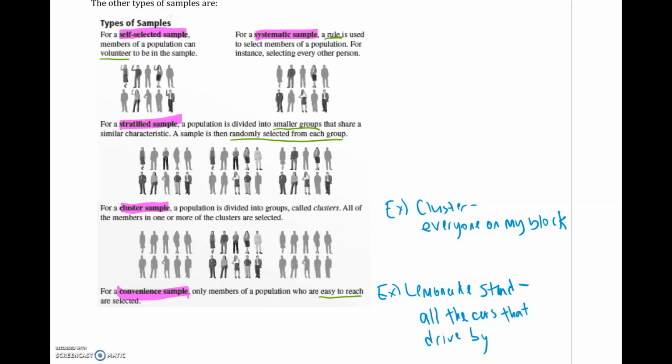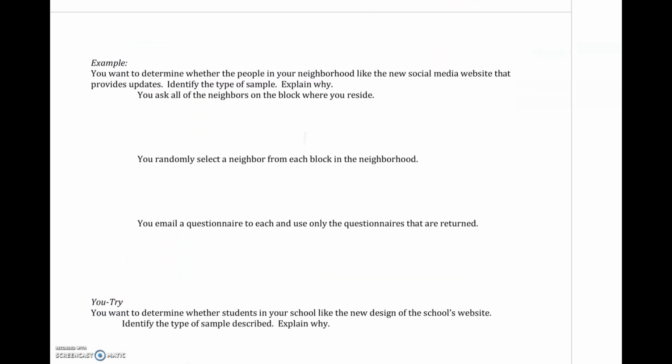Okay? So we're going to do a couple examples of just identifying what kind of sample is demonstrated in the problem. And then we want to be careful. We want to be very careful and be able to explain why those are the types of samples, because it really helps you show that you understand the types of samples by explaining our justifications. So let's take a look at these examples.